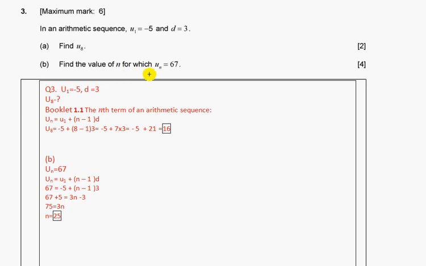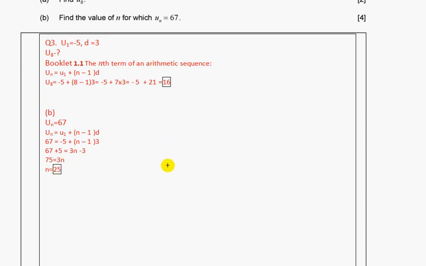Find the value of n for which un equals 67. So un equals 67. We use the same formula. Now the unknown is n, but the known is un. So we get 25.